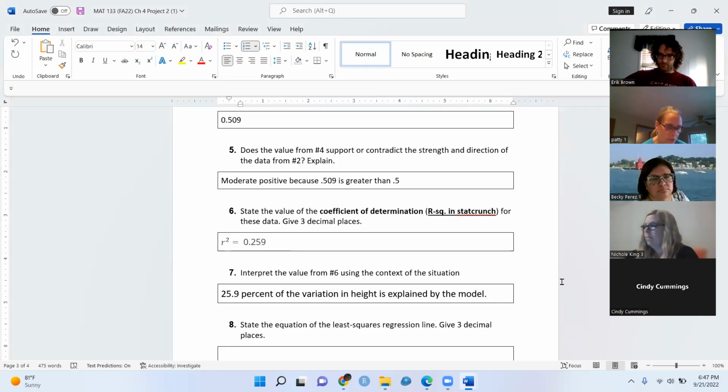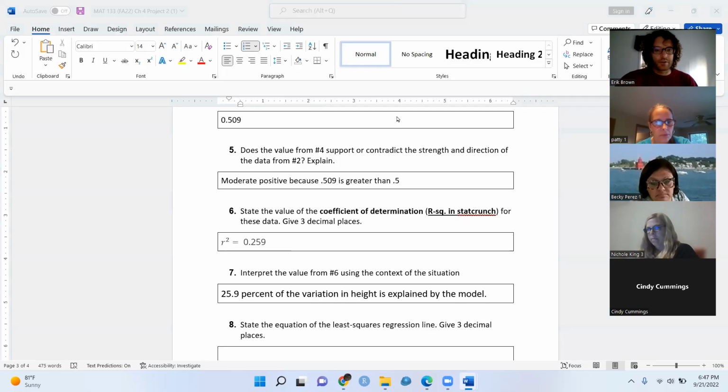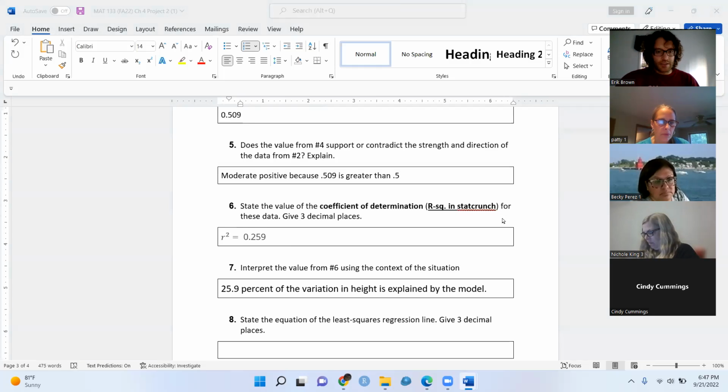How are we doing? Anyone have a question? I suspect for many of you, this is something you've never seen before because this is not a common thing. You've maybe seen the y equals mx plus b stuff, but correlation coefficients and all the rest, that's very unique. Yeah, so let's get past 7.